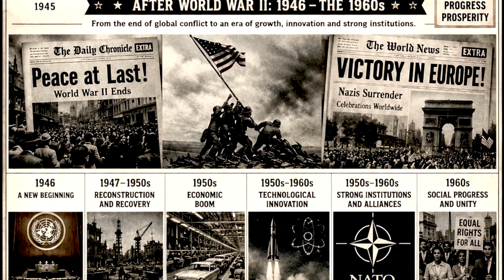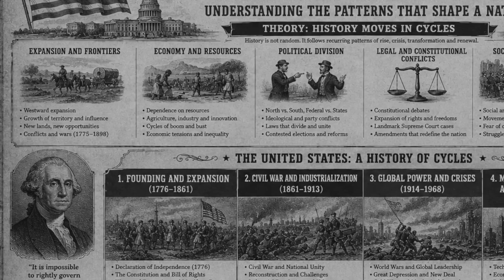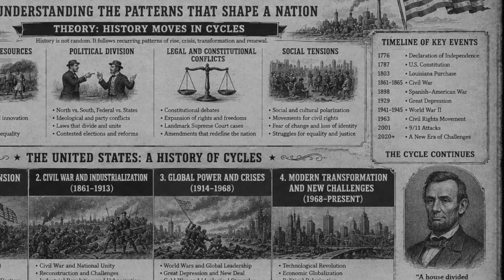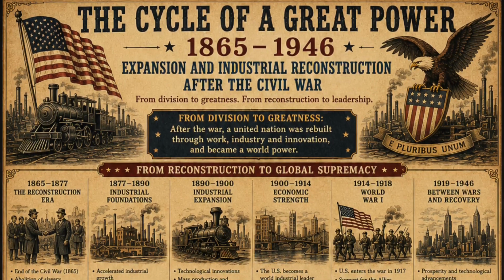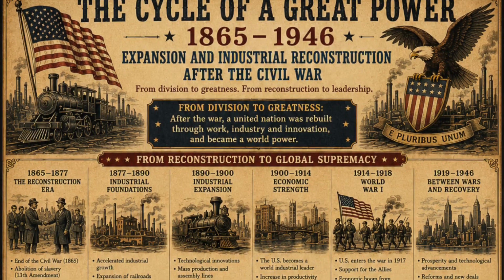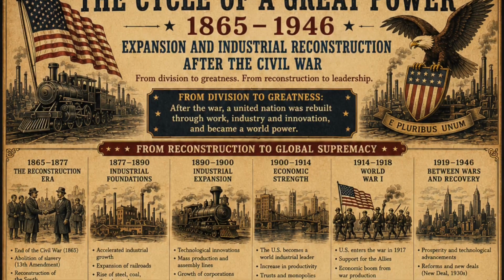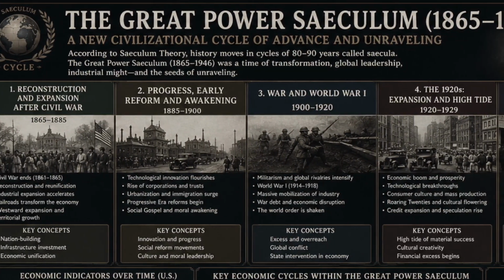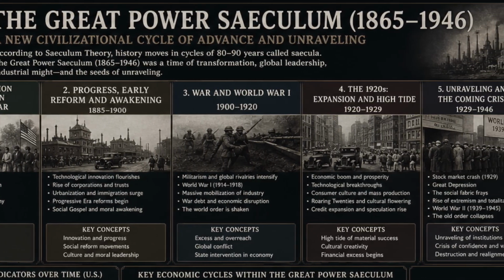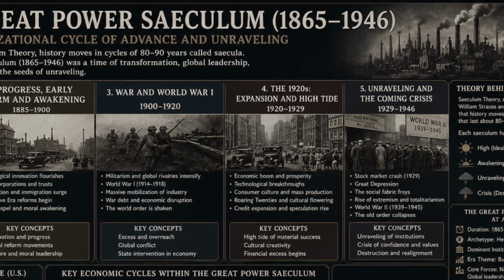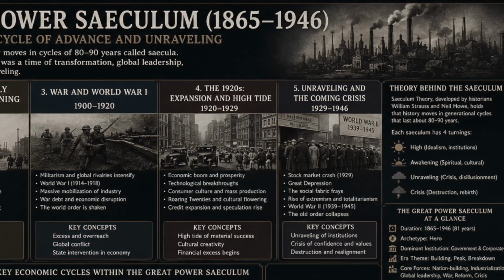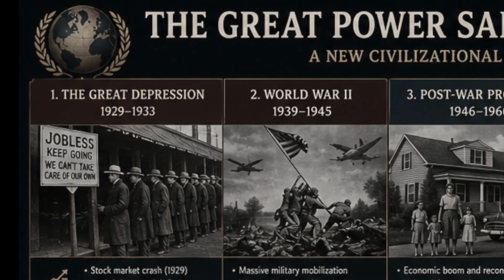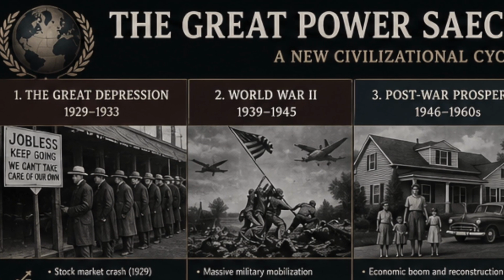Key cycle examples: U.S., Anglo-American. Civil War saeculum, 1794 to 1865. Crisis phase around the Civil War, 1861 to 1865. Prior turnings include the era of good feelings, high, and reform movements such as abolitionism, awakening/unraveling. Great Power saeculum, 1865 to 1946. Reconstruction and expansion after the Civil War, high. Progressivism and early reforms, awakening. World War I in the 1920s, unraveling. Great Depression and World War II, crisis.